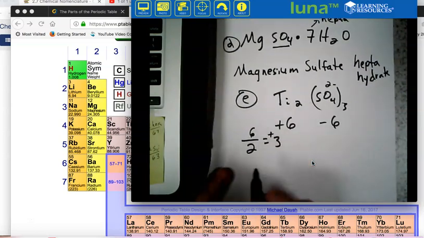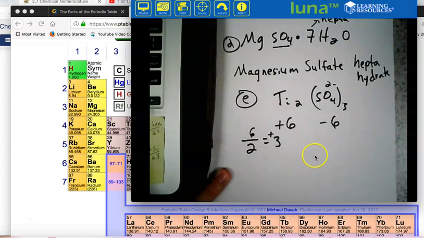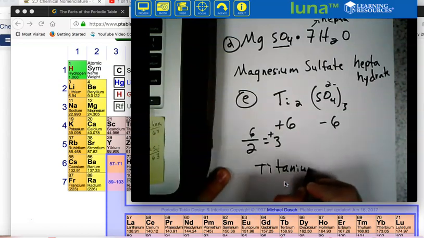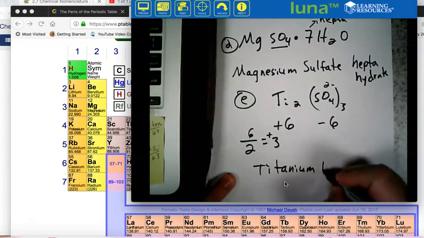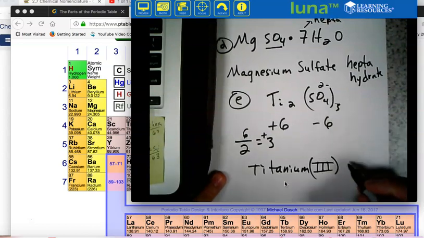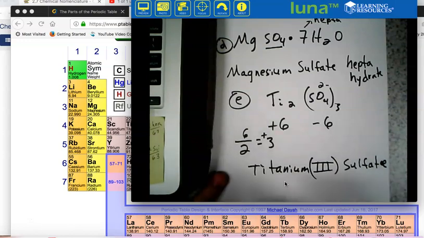So here, this formula is going to be titanium, its name, and then positive 3, so it's Roman numeral 3, right? And then sulfate: titanium(III) sulfate.